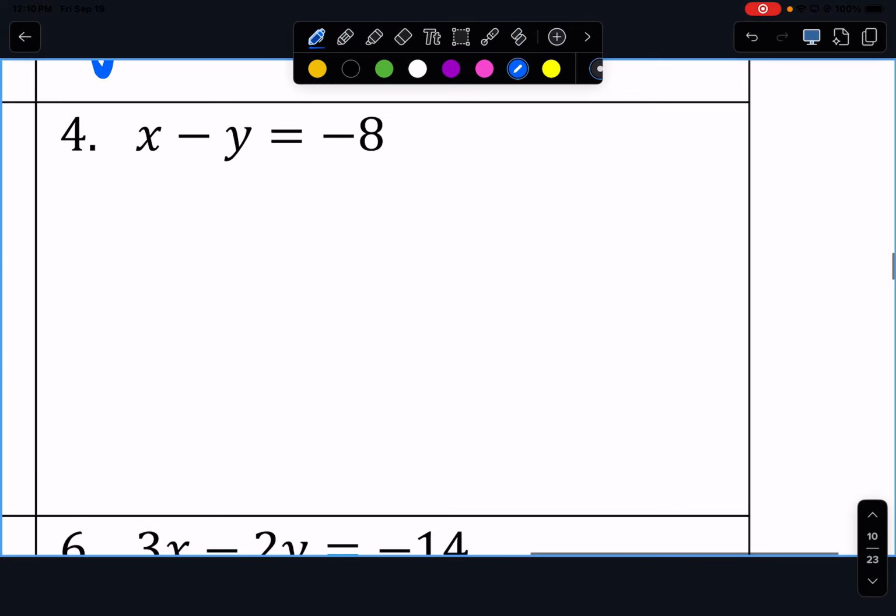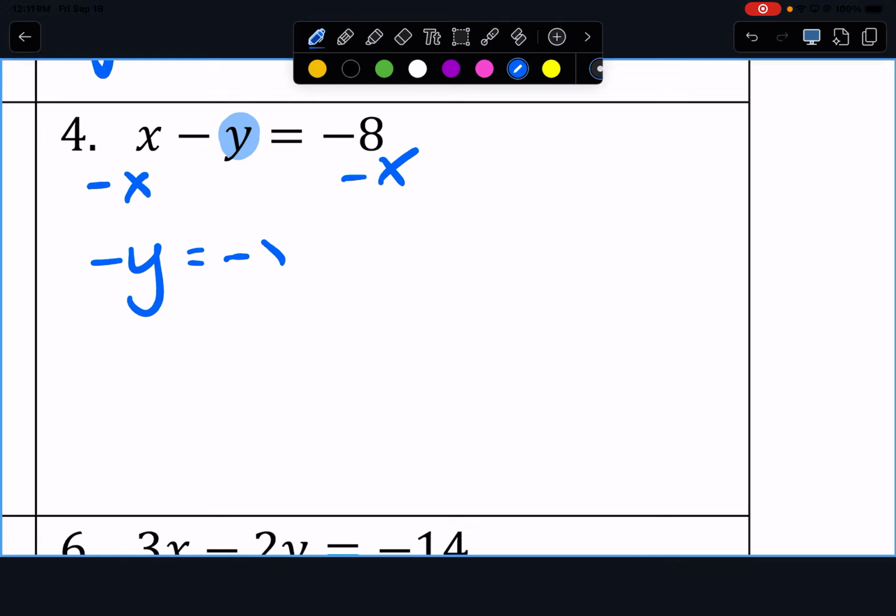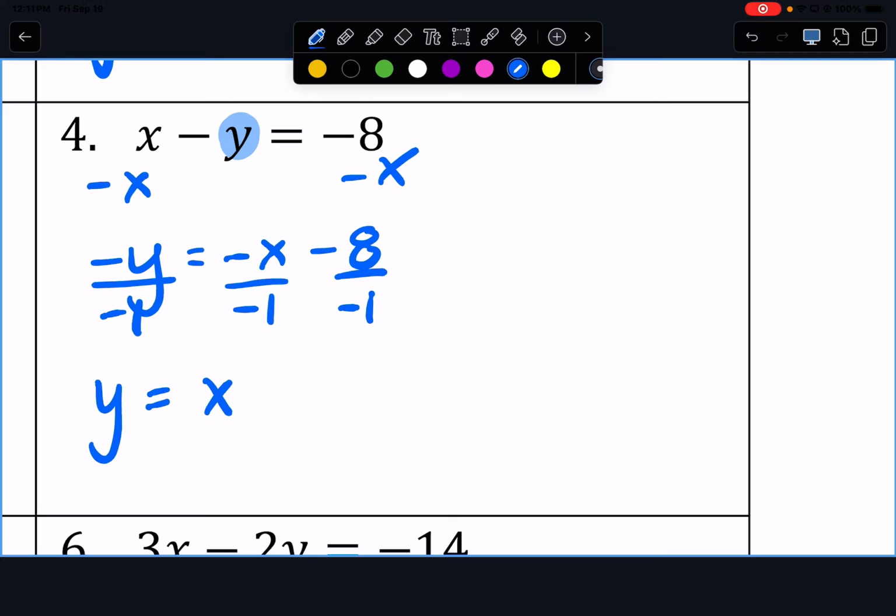So for question 4, again, solving for y. So what do I do first? Minus x. So we get negative y is equal to negative x minus 8. Have I solved that for y? What do I need to get rid of now? So what do I do to do that? Divide everything by negative 1. So we get y equals negative x divided by negative 1 is x. Negative 8 divided by negative 1 is? So we get y equals x plus 8.